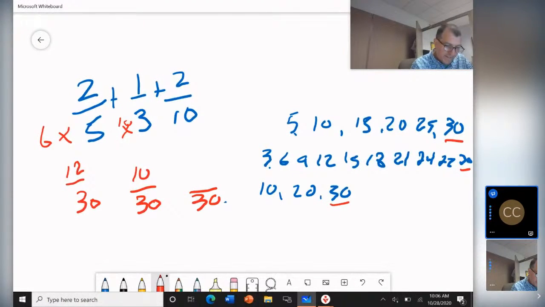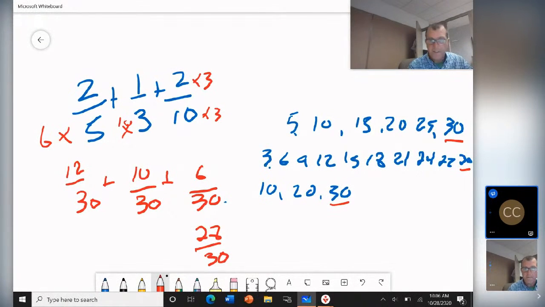And 10 times what equals 30? That's going to be 3. So if we multiply the bottom times 3, we definitely multiply the top. And then it's just a straight addition: 12 plus 10 is 22, plus 6. That's going to be 28 over 30.